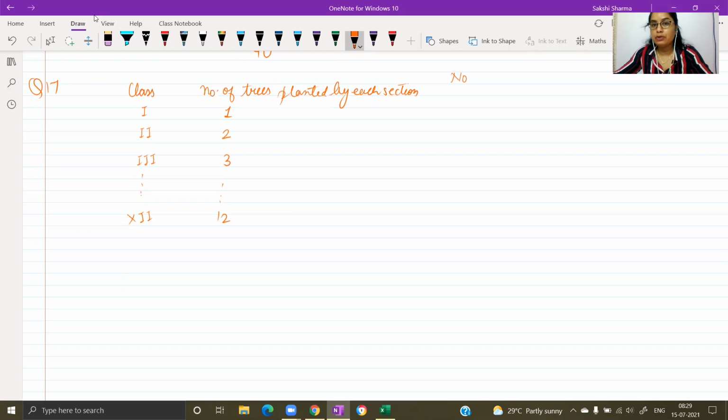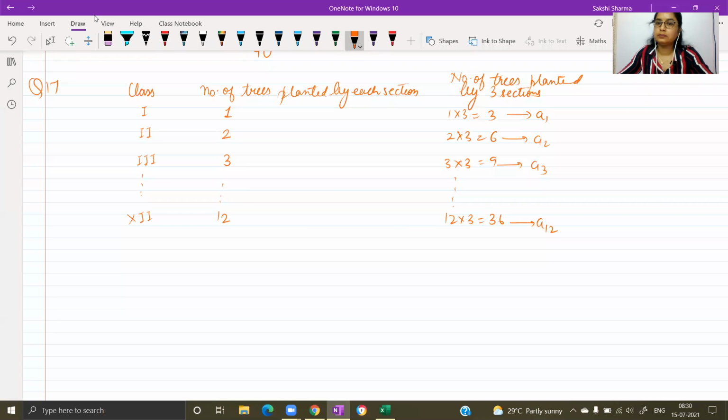And what is the number of trees planted by the class? Number of trees planted by 3 sections. So this will be 3. Next will be 6. Then 9. Then for 12th standard, it will be 36. So these are the values for which we want to find the total. We want to find out A1 plus A2 up to A12.